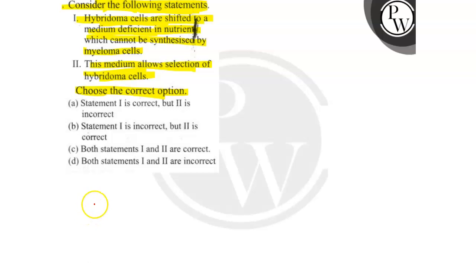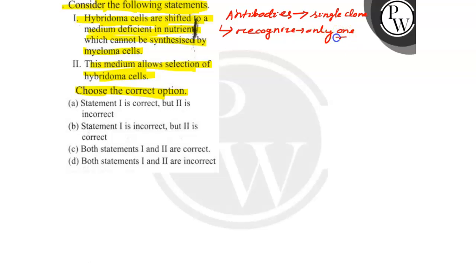First of all, as we know, the antibodies are derived from a single clone of the cell, which recognizes only one kind of antigen. So these are known as monoclonal antibodies.